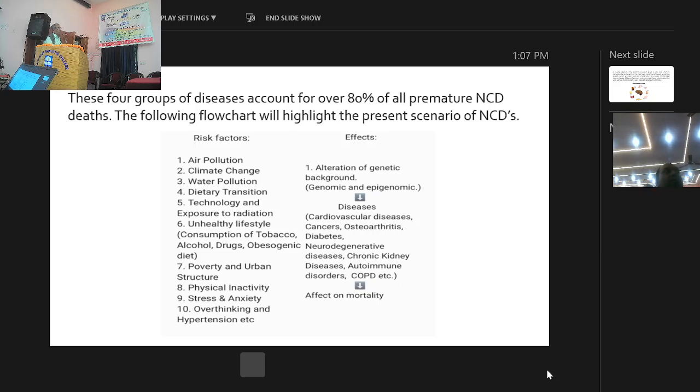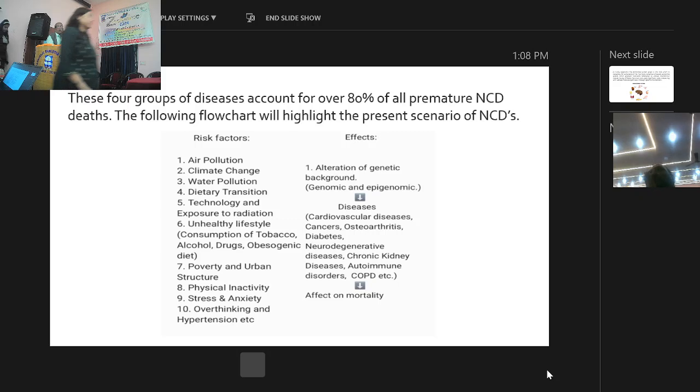Now, the following flow chart will highlight the present scenario of non-communicable diseases. These are the risk factors like air pollution, climate change, water pollution, dietary transition, technology and exposure to radiation, unhealthy lifestyle, that means consumption of tobacco, alcohol, drugs, obesogenic diet, poverty and urban structure, physical inactivity, stress in any form, anxiety, overthinking, and hypertension, etc.